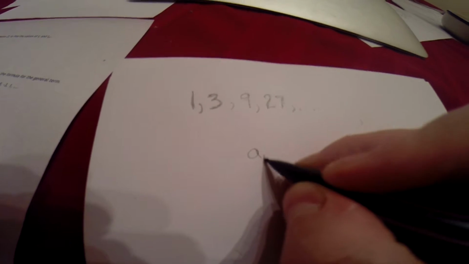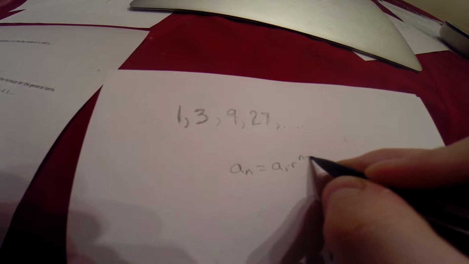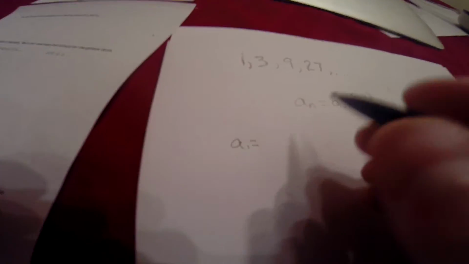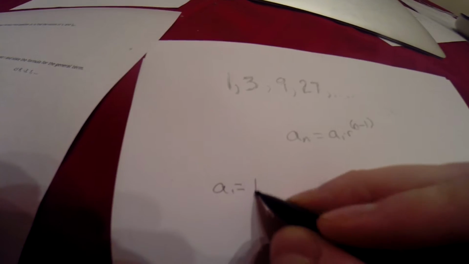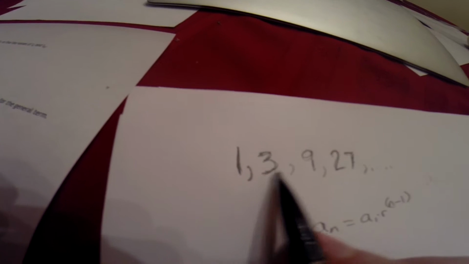Alright, so 1, 3, 9, 27. Again, we're going to start the same thing. The difference here is that the formula is a_n equals a_1 times r to the n minus 1. I encourage you to write your formulas out. Let's just plug in what we know. The first term, a_1, is 1. And then the growth rate is what? What am I multiplying each term by?